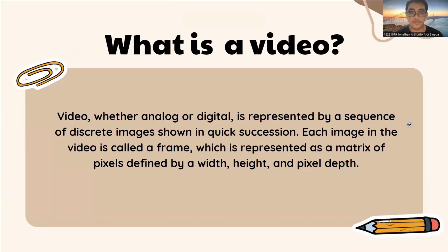What is a video? Video, whether analog or digital, is represented by a sequence of discrete images shown in quick succession. Each image in the video is called a frame, which is represented as a matrix of pixels defined by a width, height, and pixel depth.